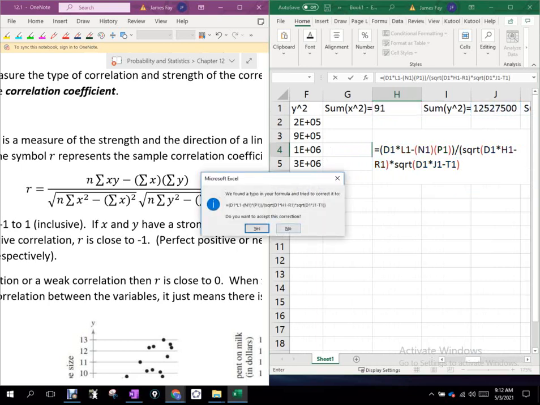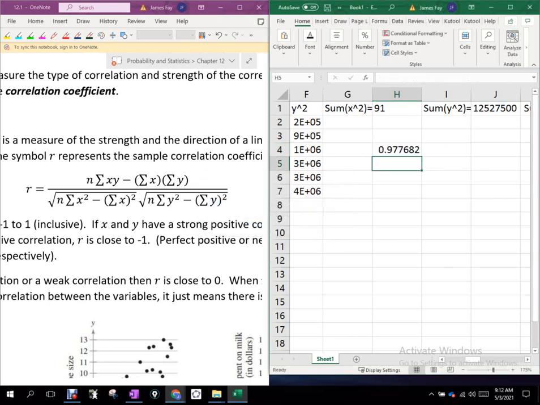Found a typo in your formula, try to correct it. Usually when they do this, they're looking for, maybe I didn't put another parenthesis here to close off the denominator. So it's telling me that, click yes, and there's our positive correlation, okay? We'll come back tomorrow and talk a little bit more about that to start class. No homework.